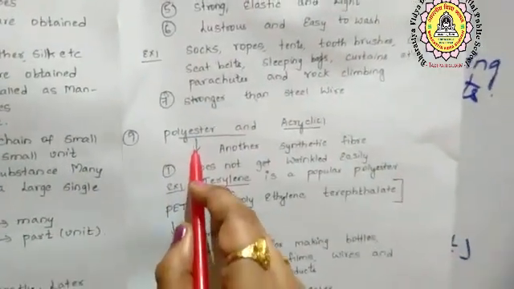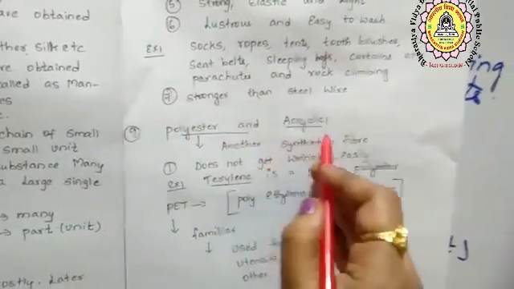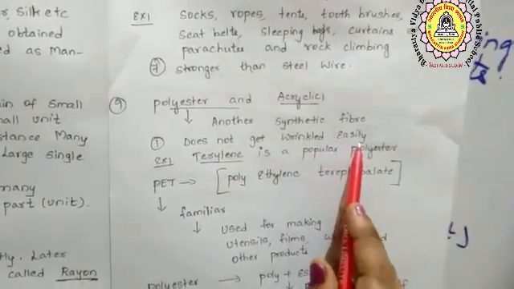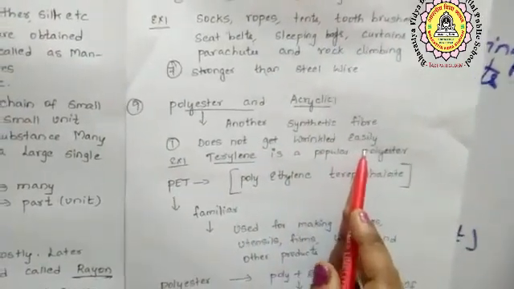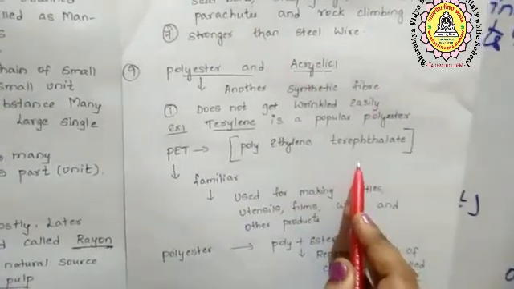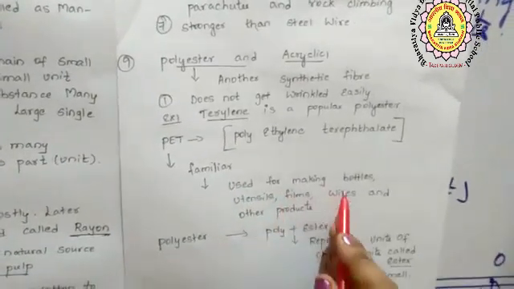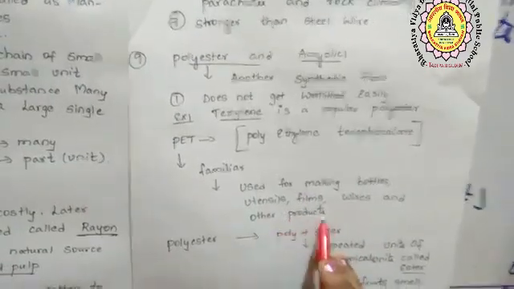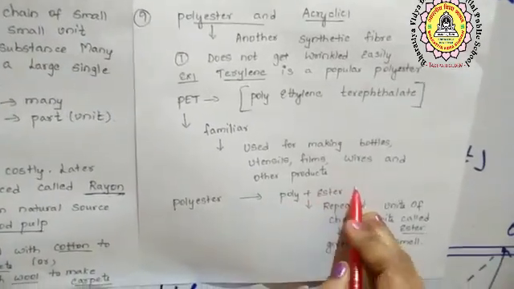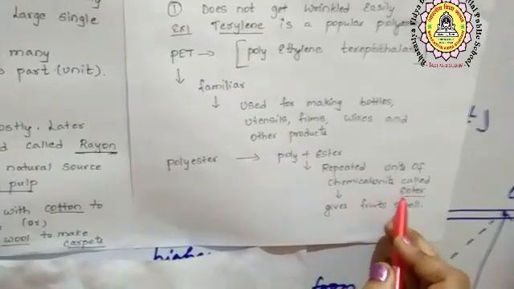Next, we are discussing polyester and acrylic. First, polyester. This is also another synthetic fiber. Its property is that it does not get wrinkled easily, even when you wash it frequently. The best example of polyester is terylene, and PET. PET means polyethylene terephthalate, which is used for making bottles, utensils, films, wires and other products. The word polyester is divided into poly plus ester, meaning repeated units of chemical units called ester, and it gives a fruity smell.